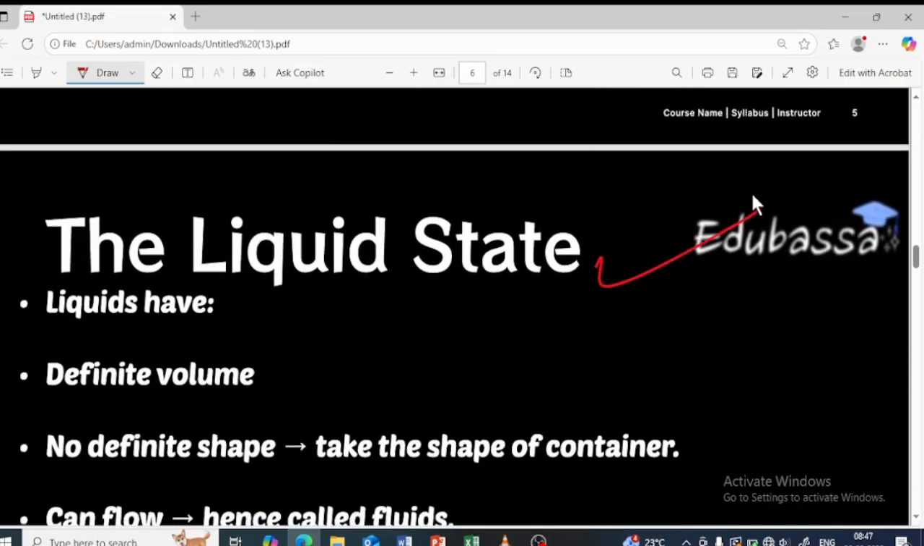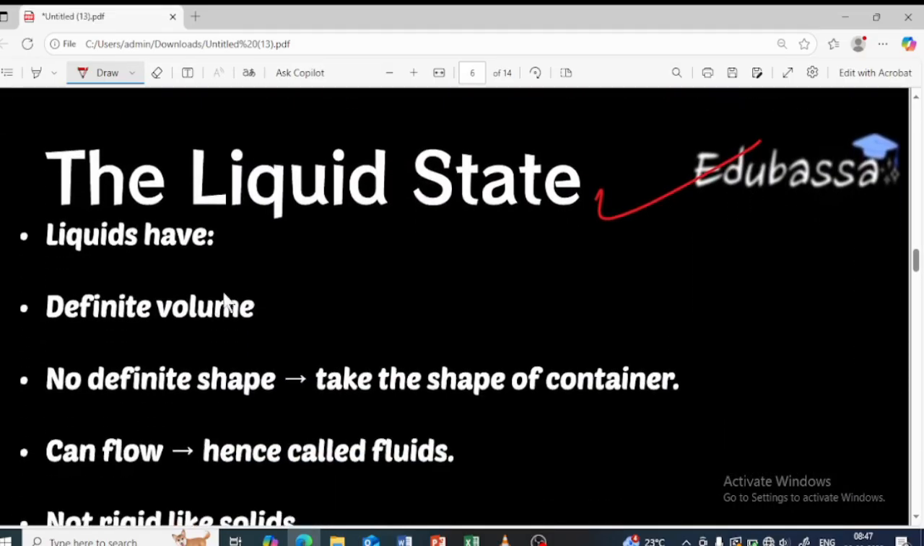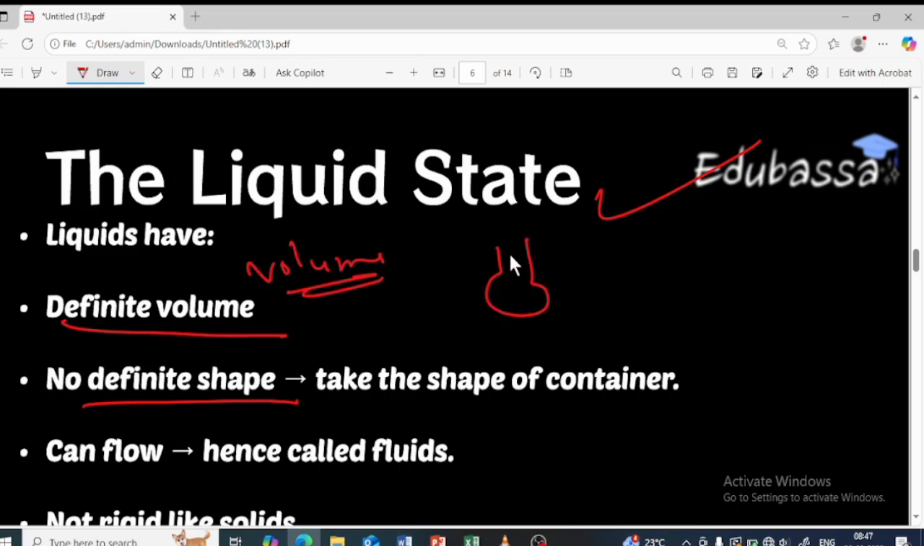So next is about the liquid state. Liquids have a definite volume but not a definite shape. The volume will remain the same. For example, just imagine this is a bottle.